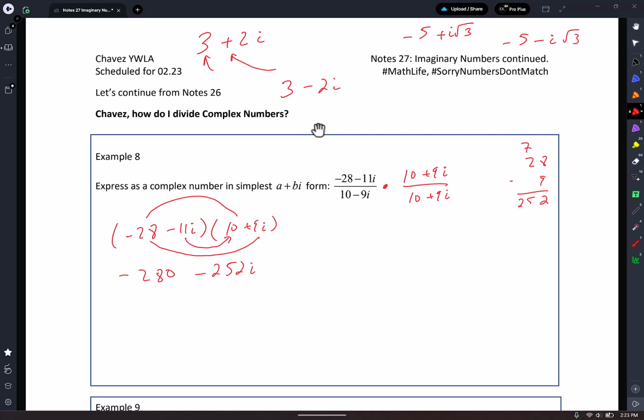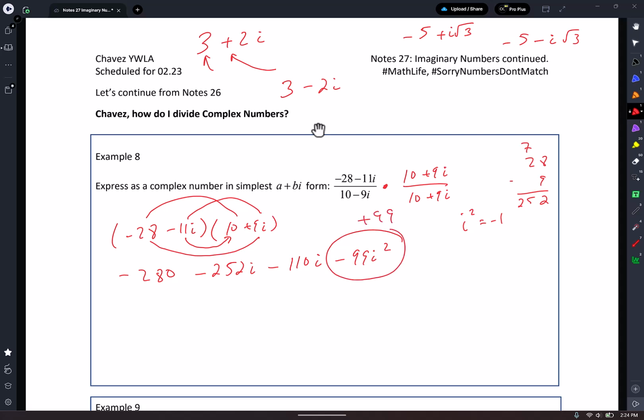What's 11 times 10? Minus 110i. And 11 times 9, that's minus 99i squared. Everything okay so far, guys? All right, so let's see. Remember that i squared, and I haven't done the denominator yet. Don't worry, we'll do that right now. i squared is the same thing as negative 1, so this is going to turn to a plus 99.